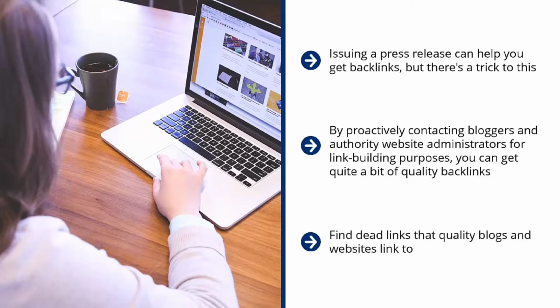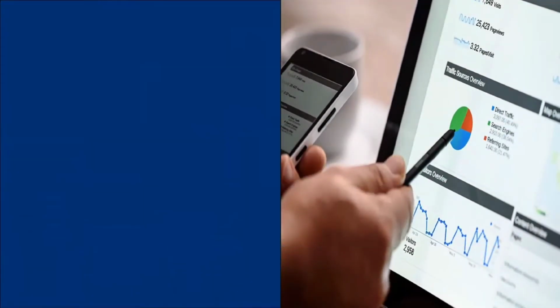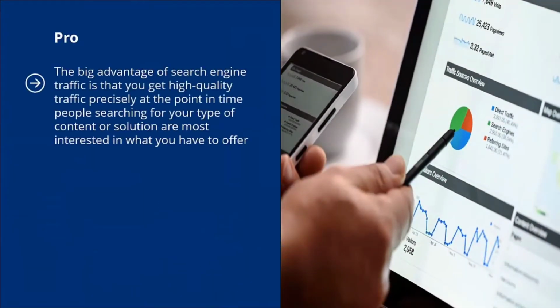Find dead links that quality blogs and websites link to. You then inform them that they're linking to dead links and also tell them to link to pages of yours which have similar content. Pro: the big advantage of search engine traffic is that you get high quality traffic precisely at the point in time people searching for your type of content or solution are most interested in what you have to offer. Con: SEO takes a while.